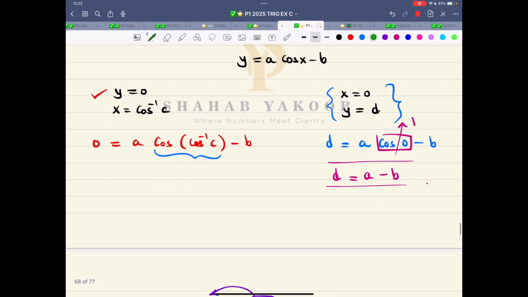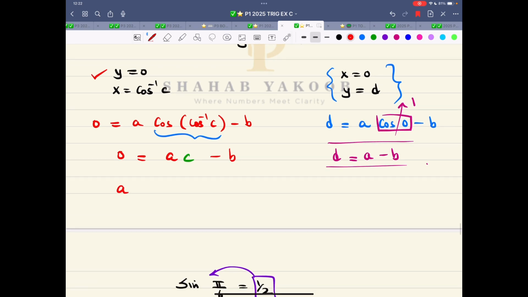So now this trigonometry question has more of functions in it. So cos of cos inverse c basically becomes c. And then we have the a, we have the b, we have the 0. We want to make c the subject. Therefore ac equals b. Therefore c is b over a.